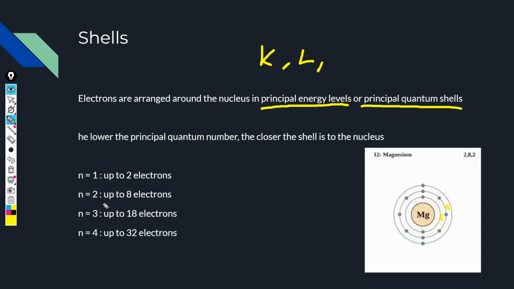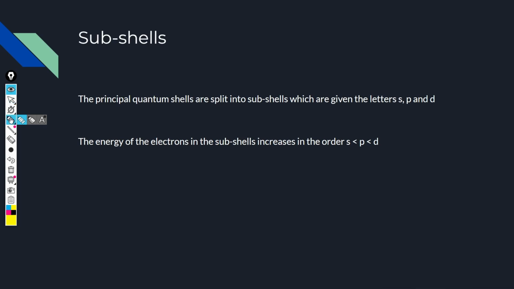So here's some general information. The first shell can hold up to 2 electrons, the second shell can hold up to 8 electrons, the third can go up to 18, and the fourth can hold up to 32 electrons.